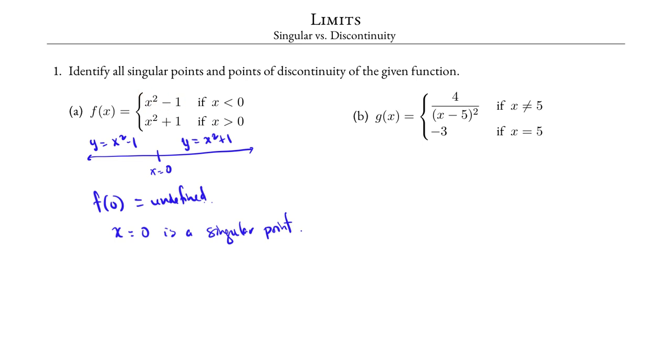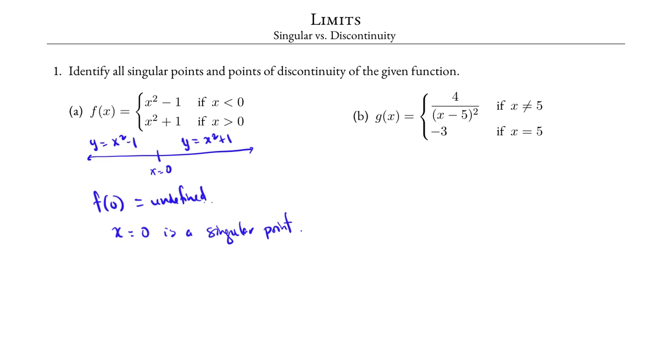Each of the pieces is already in closed form, even though the function is not in the closed form. And so x squared minus 1 is continuous on its domain. x squared plus 1 is continuous on its domain. Therefore, the function f of x is continuous on its domain.